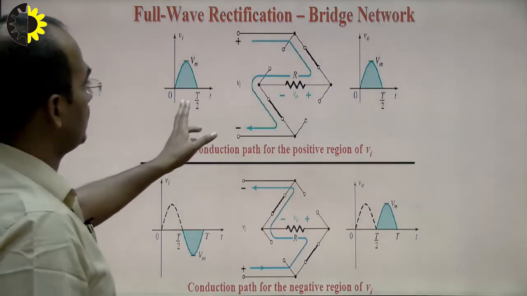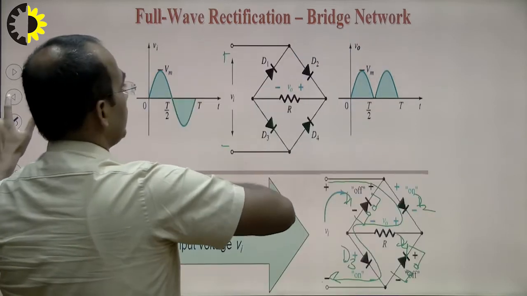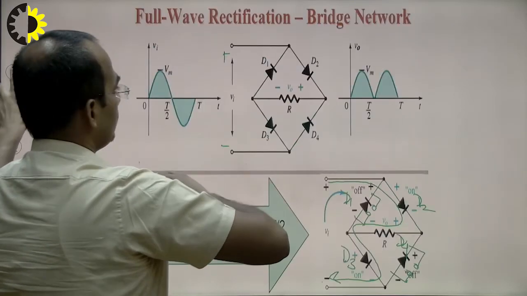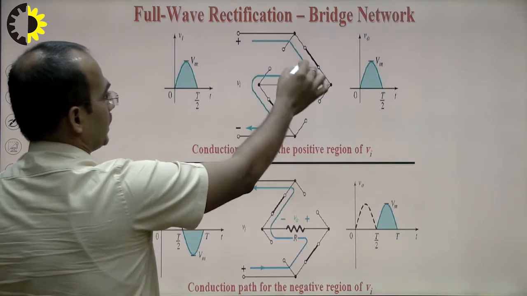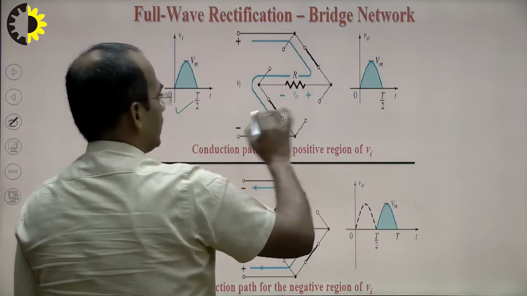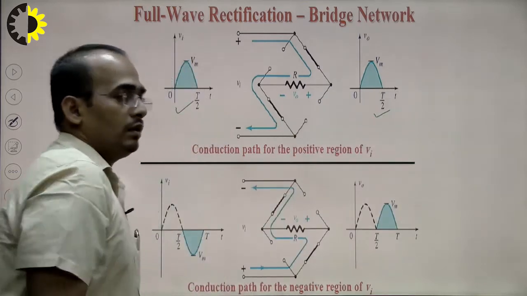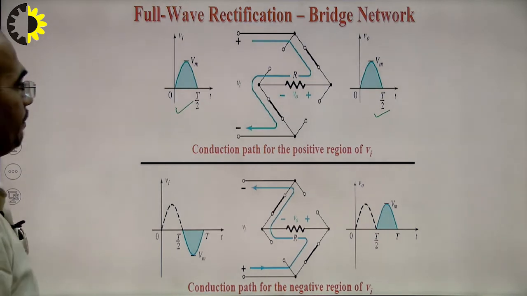In this circuit you can see that diode D2 and D3 are conducting, so they behave as a short circuit, and you are getting the same input half cycle at the output that you have applied at the input.